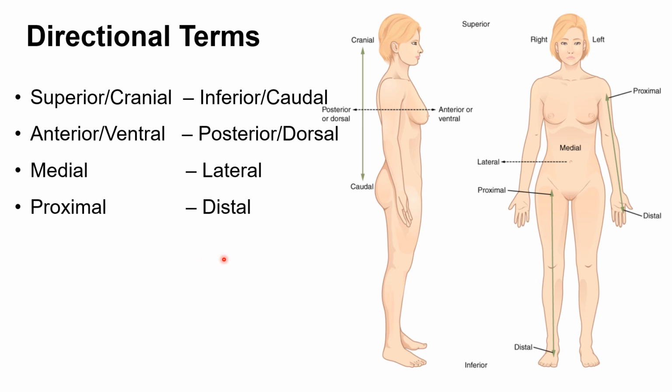One that's not listed here that might be important is superficial versus deep. Superficial is on the surface of the body. For example, the skin is as superficial as we can get on the body. And as you go into the body, you're going deeper, like into the muscle layer, fat layer. Those would be deep to the skin.